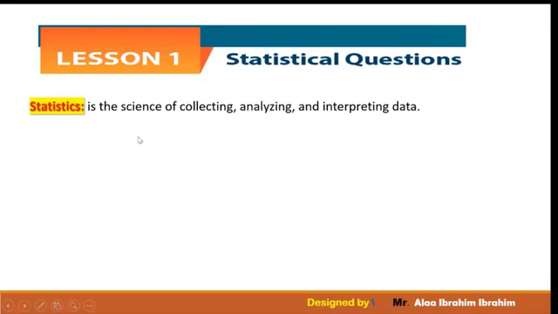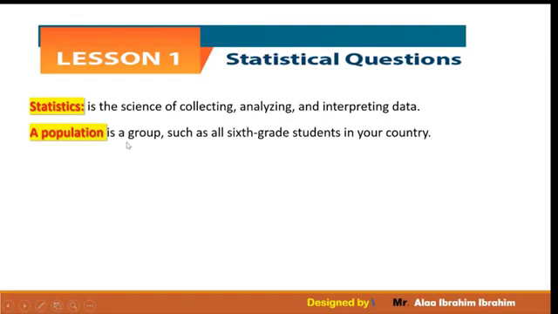Statistics, just more information for you, is the science of collecting, analyzing and interpreting data. So I have to collect many data about something. Now a population is a group. This is important. A population is a group, such as all 6th grade students, like your class, like your school. School is the big population, but your class is a small population, or sample. Sometimes we make it a sample. A sample is a part of the population.